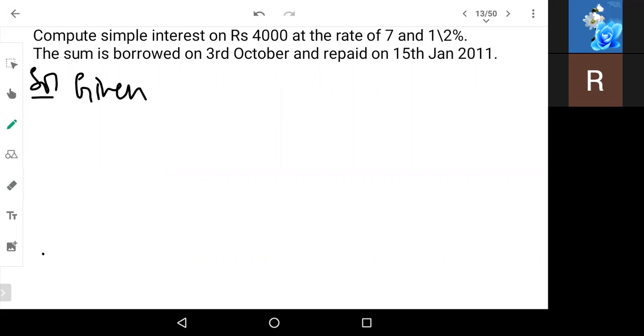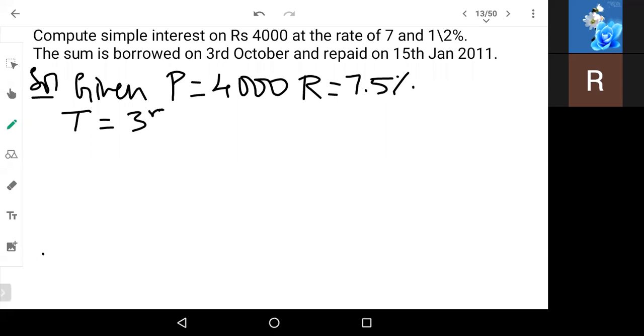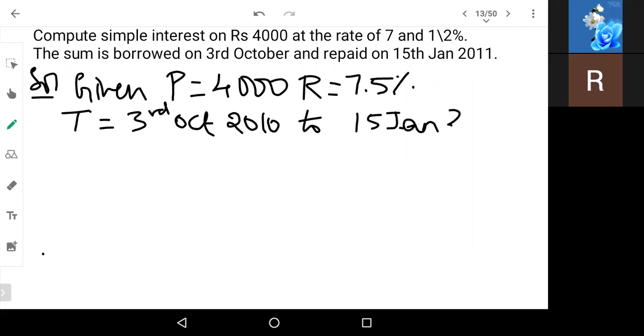Given: principal is 4,000. Rate of interest is 7.5%. And time is 3rd October 2010 to 15th Jan 2011. Now let us find the number of days here. So in October, how many days do we have? In October, we have 31 days. So 31 minus 3, how much do you get? 28 days. Okay, we'll do one thing.